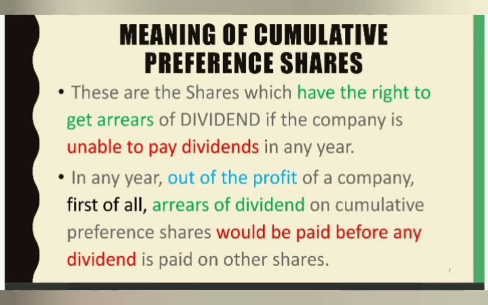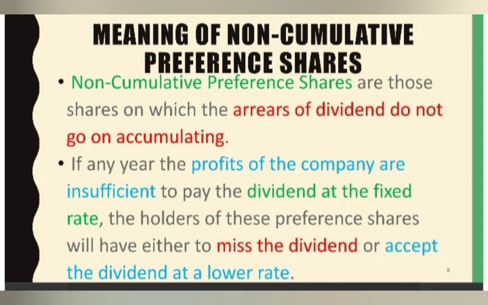Meaning of cumulative preference shares. These are the shares which have the right to get arrears of dividend if the company is unable to pay dividends in any year. In any year, out of the profits of the company, first of all, arrears of dividend on cumulative preference shares would be paid before any dividend is paid on other shares.